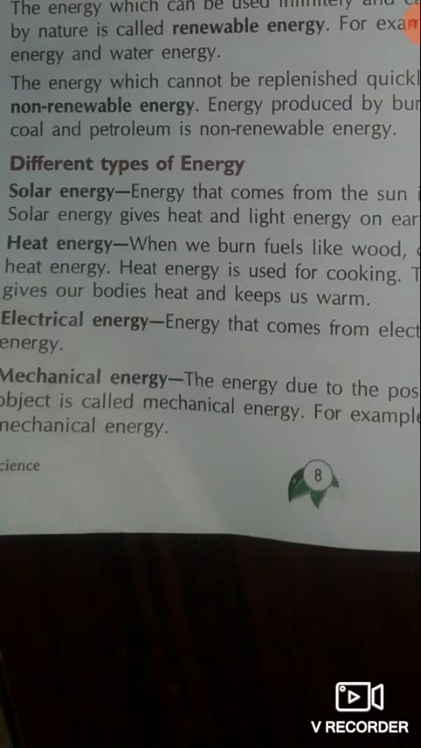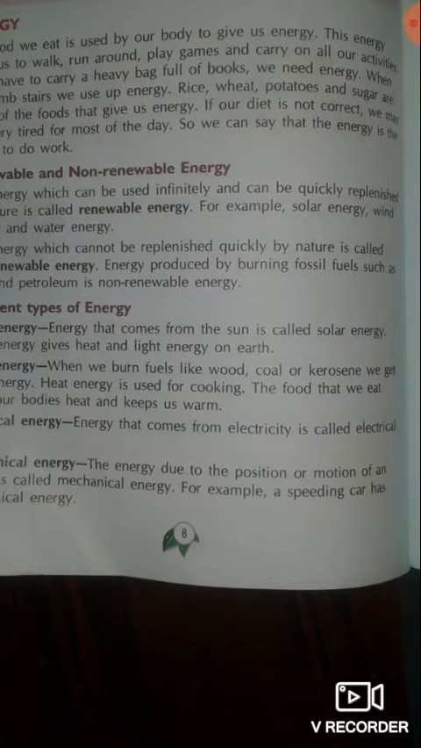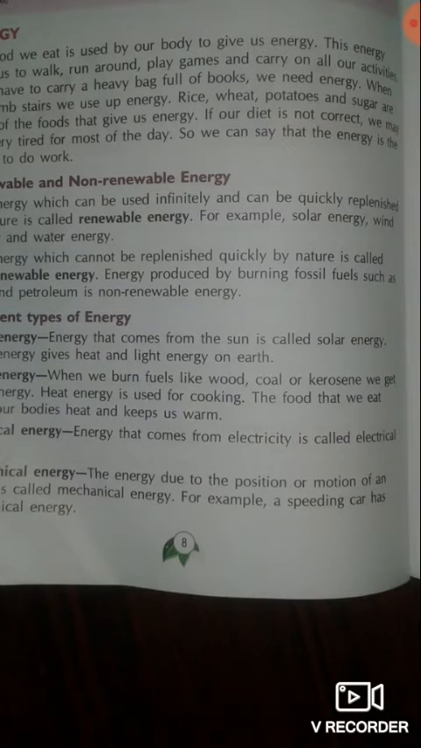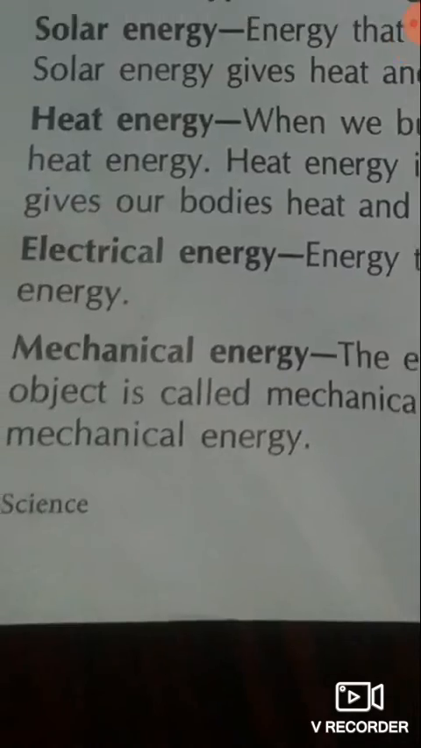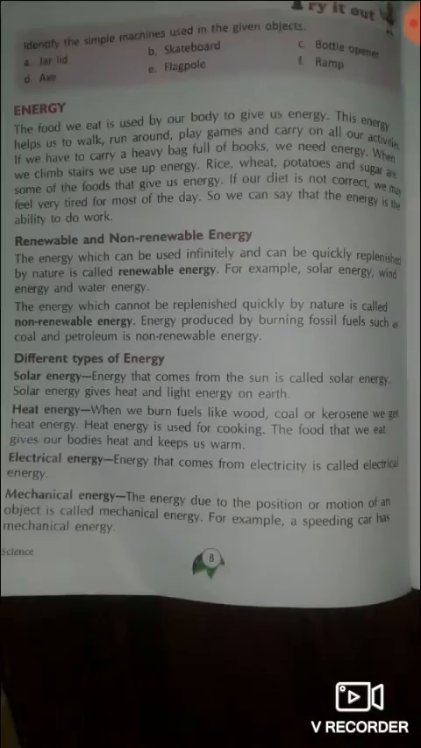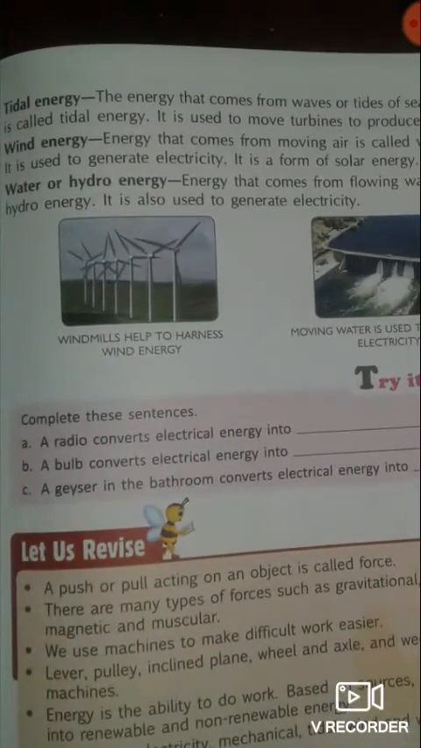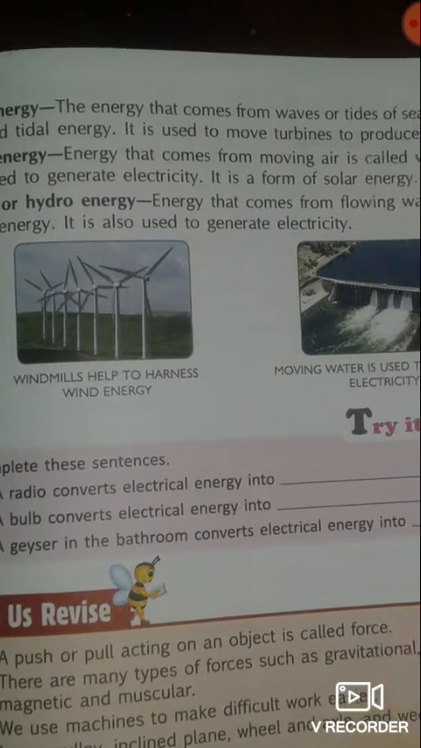Electrical energy, energy that comes from electricity, is called electrical energy. Mechanical energy, the energy due to the position or motion of an object. For example, a speeding car has mechanical energy. The car is moving, that's why it gives us mechanical energy. Next is tidal energy, the energy that comes from waves or tides of seas and oceans, called tidal energy. It is used to move turbines to produce electricity.